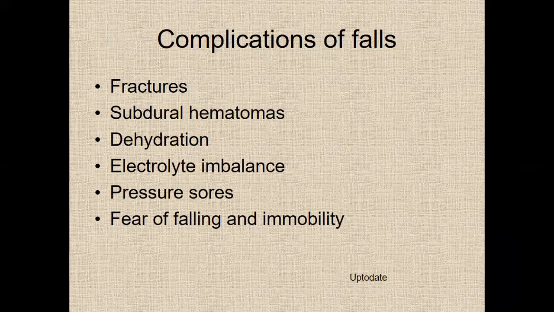What complications? What if a fall happens? What is going to happen? Number one is fractures. Obviously, they may have subdural hematomas. They may develop dehydration, electrolyte imbalance, pressure sores, fear of falling, and immobility. These are all the complications of fall.